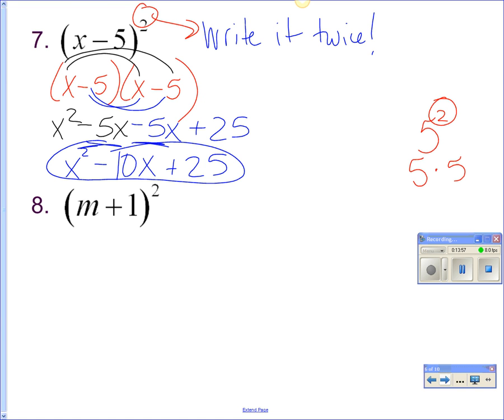All right, Zach, what do I do first on number 8? Yay! Good. That makes me so happy. You write it again. So it's m plus 1 and m plus 1. Write it twice. All right, Brandon, help me out here. No, it's not. It's a wrapper.